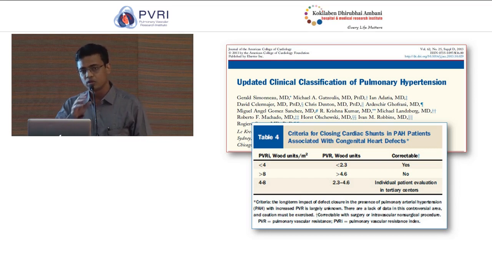With PVRI more than 8, usually the consensus is that these patients will not be candidates for total correction. Between 4 and 8 is a gray area, where case to case the team has to decide about operability, depending on the cardiac catheterization reports as well as other factors after considering.